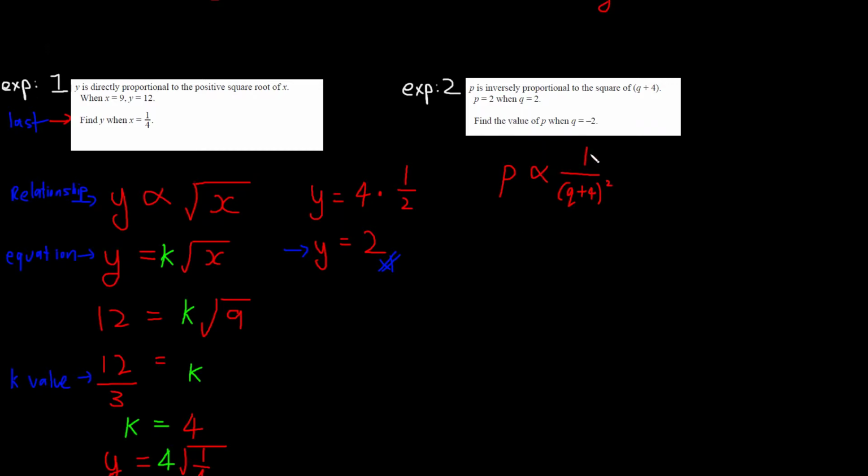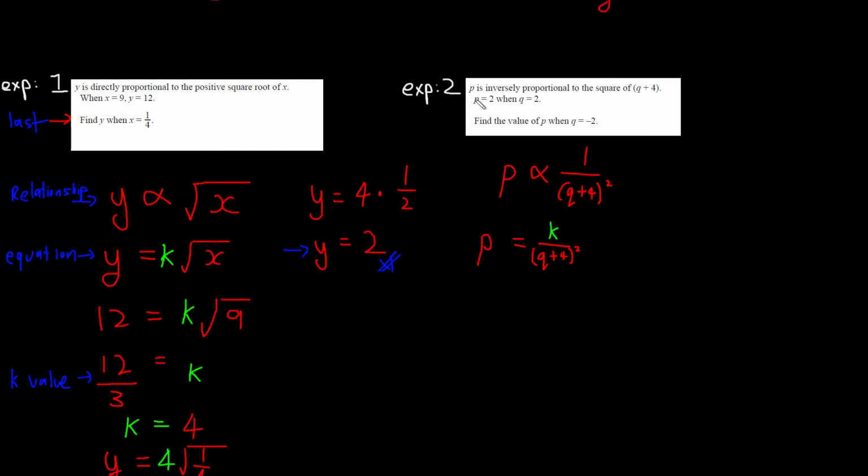Now, from our relationship, we're going to move on and try to form an equation. P is equals to, now k is multiplied by whatever is on the right hand side, right? So k could be written on the top over q plus 4 square. Alright, this is our equation right now. From here, the next step is to find k value, right?